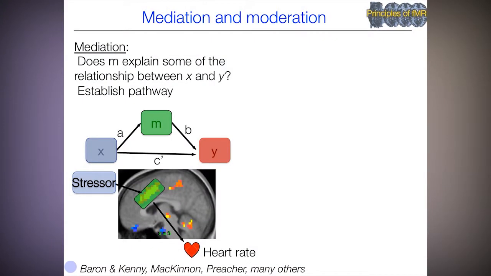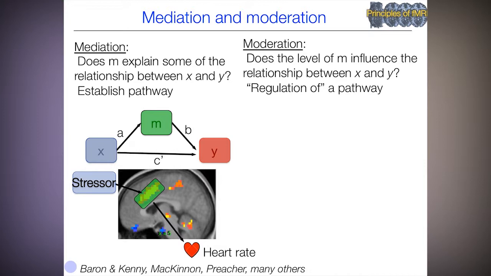We also commonly refer to these paths, the relationships, by letters. By convention, we'll say that the X to M relationship is path A, the M to Y relationship controlling for X is path B, the original relationship from X to Y is path C, and the relationship between X and Y controlling for the mediator is C prime.